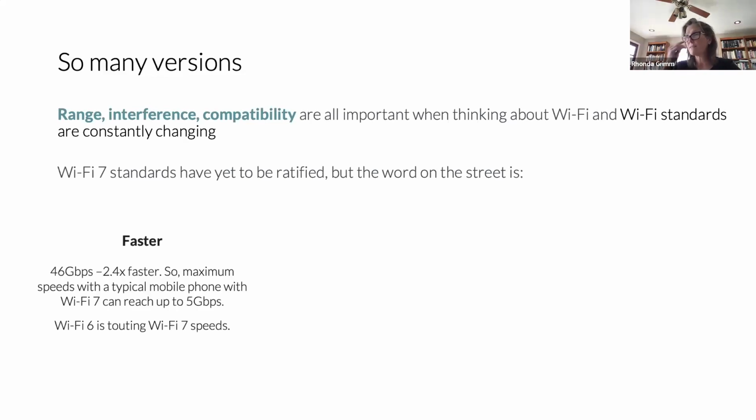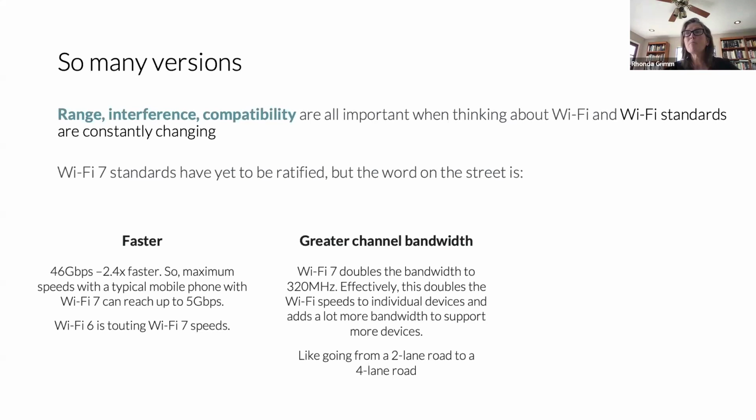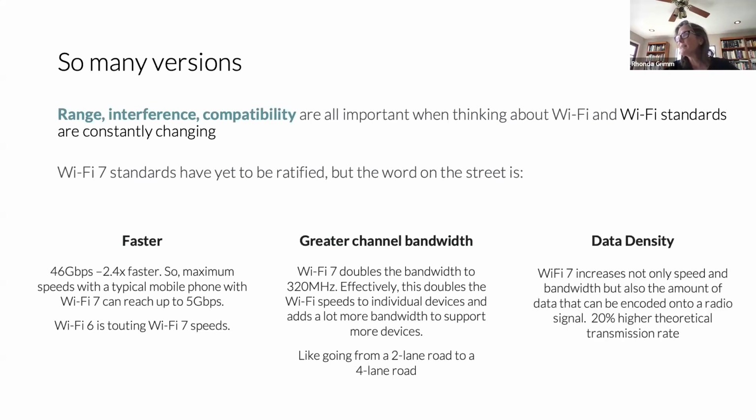Wi-Fi 7 is soon to be coming out, and its claim to fame is it's faster. It's like 2.4 times faster than Wi-Fi 6, although 6 is now touting some of Wi-Fi 7's speeds. Wi-Fi 7 is going to have greater bandwidth, so each individual device will have more bandwidth to use. It's like going from a 2-lane road to a 4-lane road. And then you've got higher density. You can basically have a 20% higher transmission rate. So it's like a 3D kind of thing.